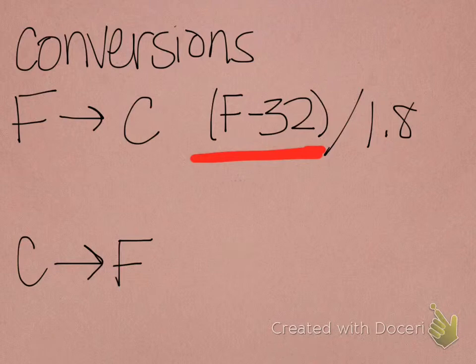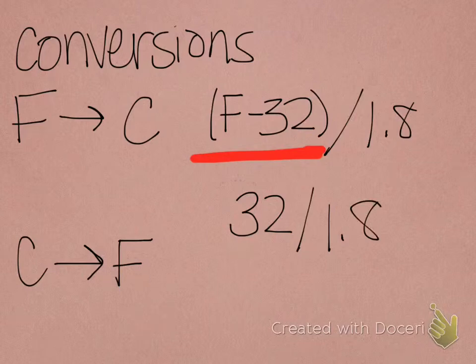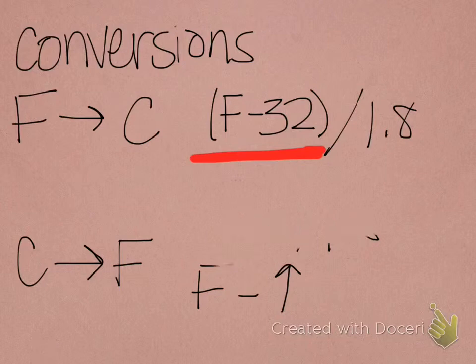So if you do not put that part in parentheses here, what's going to happen is your calculator is going to take 32 and divide it by 1.8, and then it's going to take your Fahrenheit and subtract it from this value here. You are not going to get the correct answer. So just to cover your bases, make sure that you are using your parentheses.